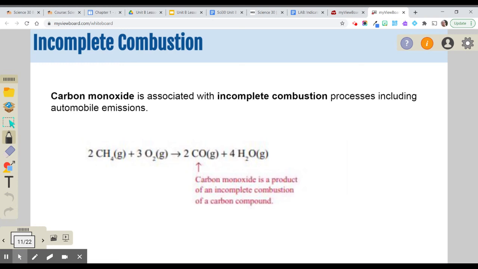So we also need to just take a quick look at what incomplete combustion is. So we've looked at complete combustion up until this point. When we have complete combustion, we get carbon dioxide. When we have incomplete, that means there's not enough oxygen present. Or there is something causing this reaction to be not very efficient. So instead of carbon dioxide being formed, we're getting carbon monoxide. And this is the product of incomplete combustion, and it is a poisonous compound to humans.